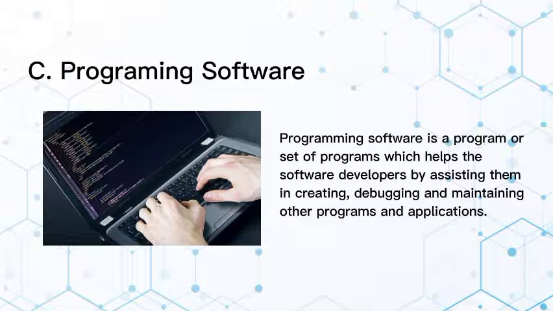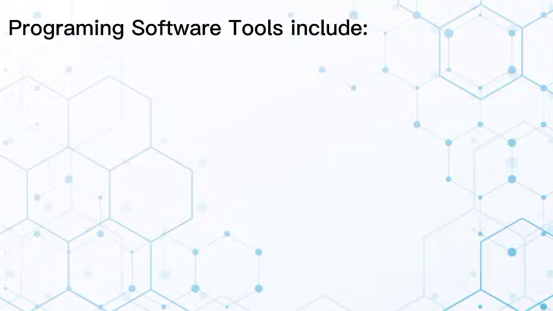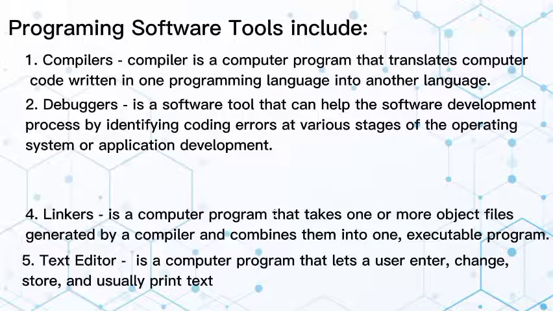Programming software. Programming software is a program or set of programs which helps software developers by assisting them in creating, debugging, and maintaining other programs and applications. Programming software tools include compilers. A compiler is a computer program that translates computer code written in one programming language into another language.